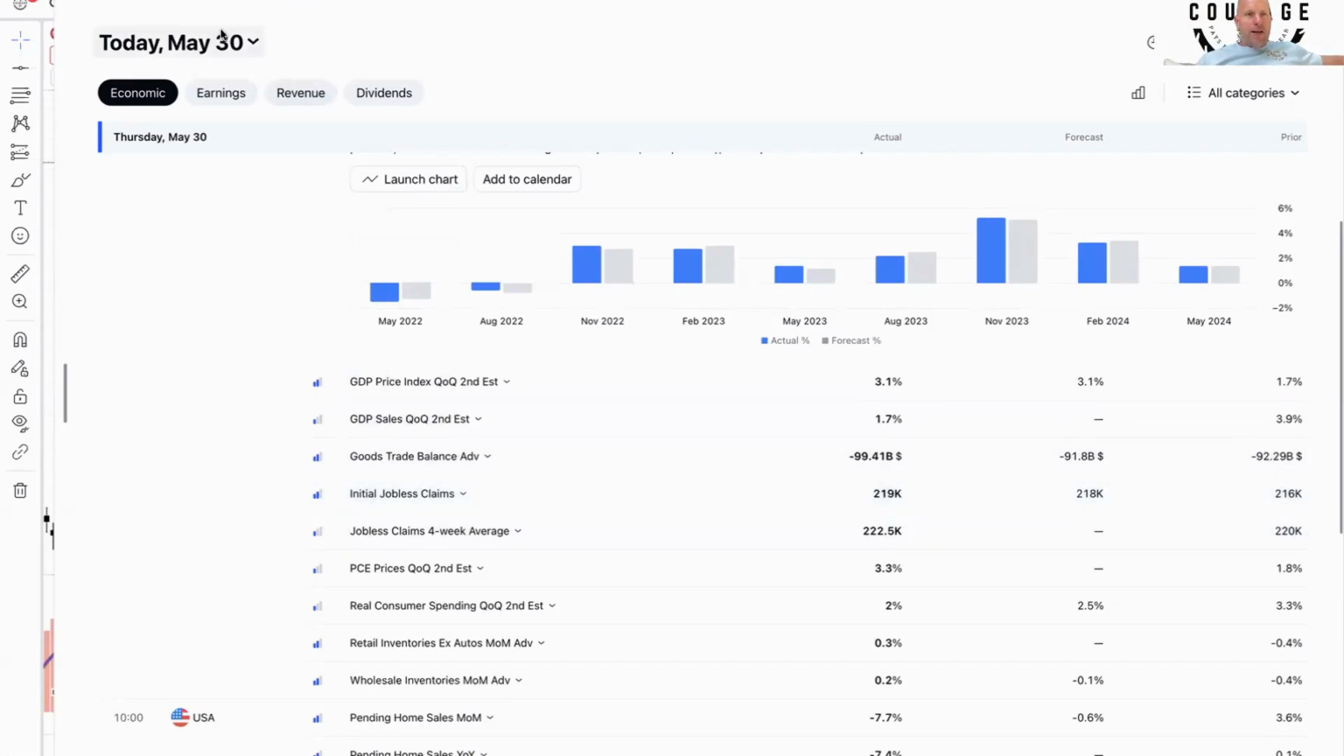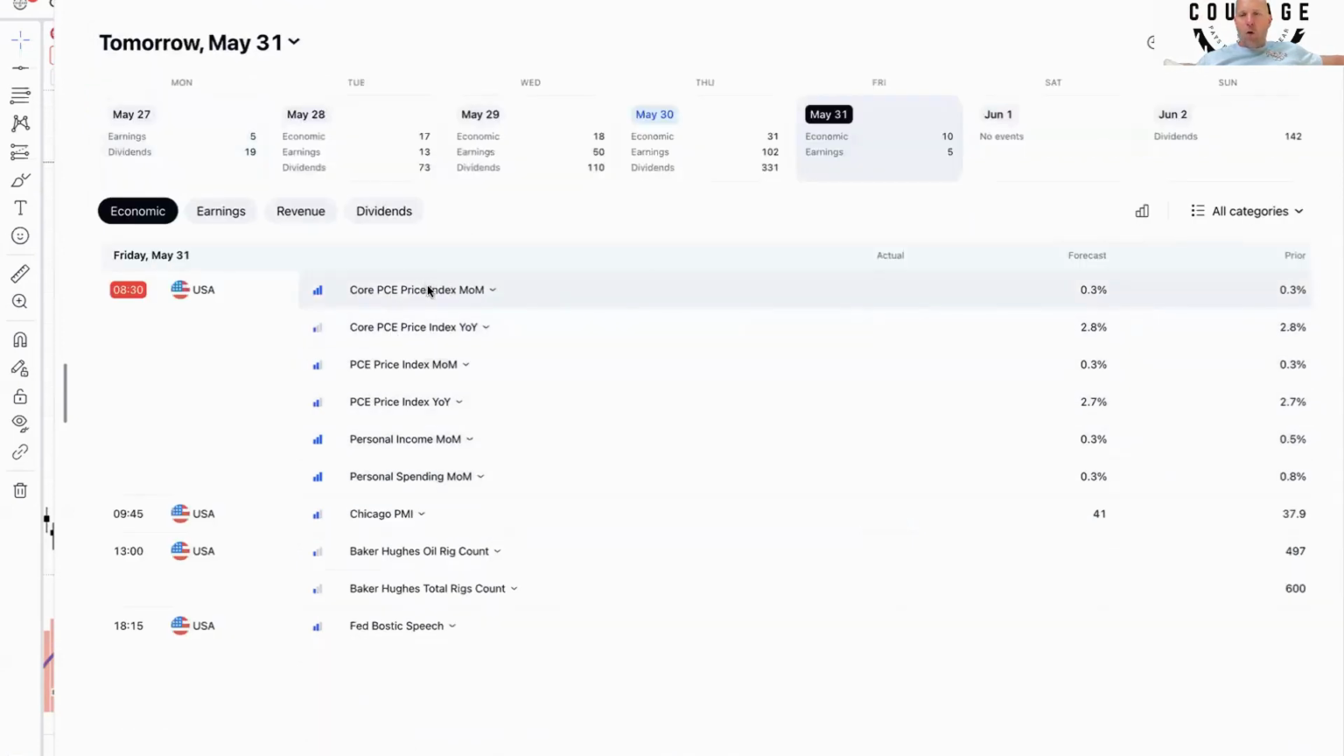Let's look at tomorrow and talk about what's big for tomorrow, and that's core PCE. This is the Fed's preferred gauge of inflation. Also notice you'll have these three bars here. This indicates the importance of the data being released. You hover over it, high importance, three bars. And you can see the prior PCE, last month at the end of April, was 0.3%.